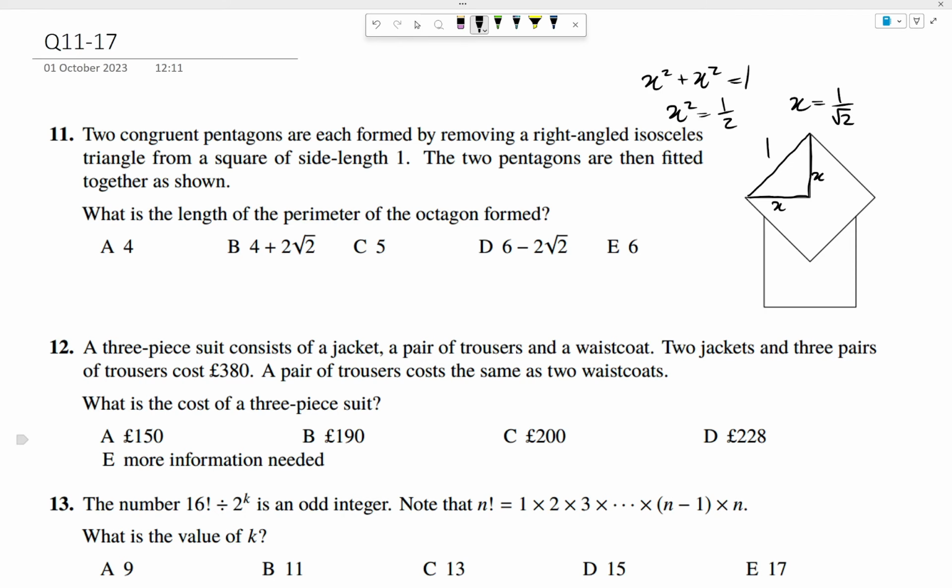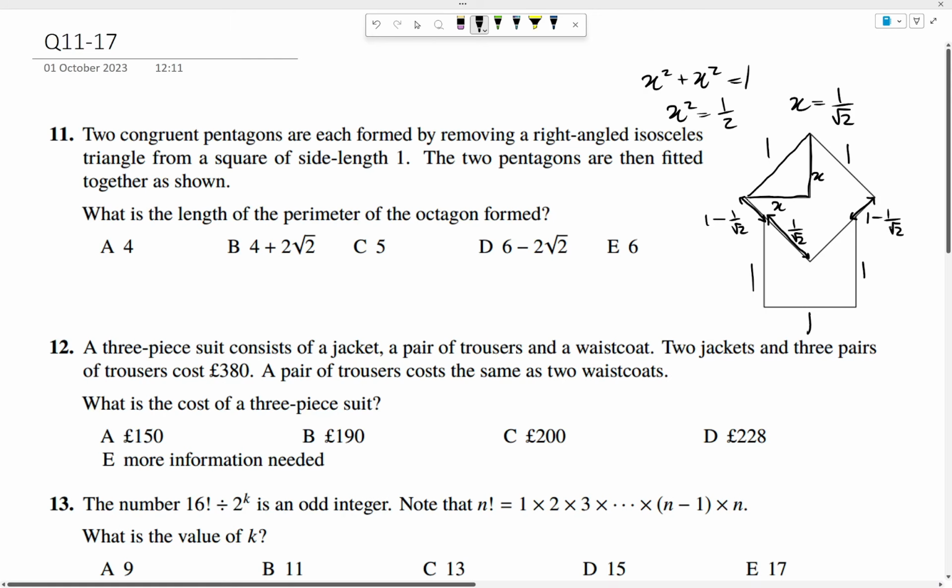Now we're looking for the perimeter, so I'm going to label the lengths of every side that is on the perimeter. So this has a length of 1, this side has a length of 1, this side has a length of 1, this side has a length of 1. Now this bit here has a length of 1 over root 2, so therefore this length here is 1 minus 1 over root 2. And similarly, this bit is also 1 minus 1 over root 2. And this side length is 1 over root 2. This side length is 1 over root 2.